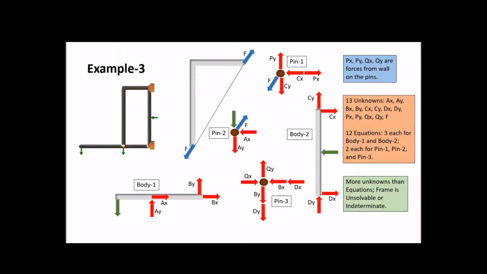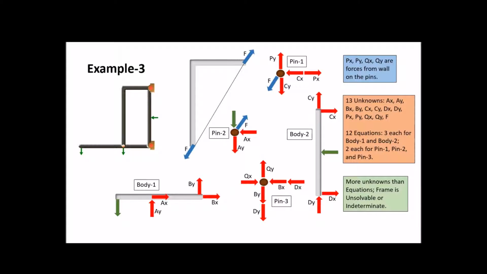So with this, we have unknowns on body 1, the horizontal member, of AX, AY, BY, and BX. On the vertical member, we have unknowns CY, CX, and DY, DX. On the pins, we have unknowns F, QY, QX, PY, and PX.